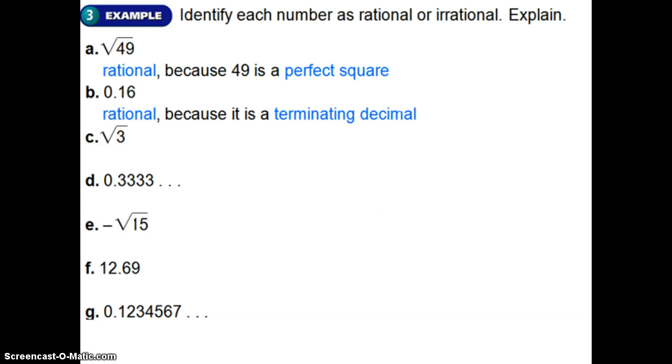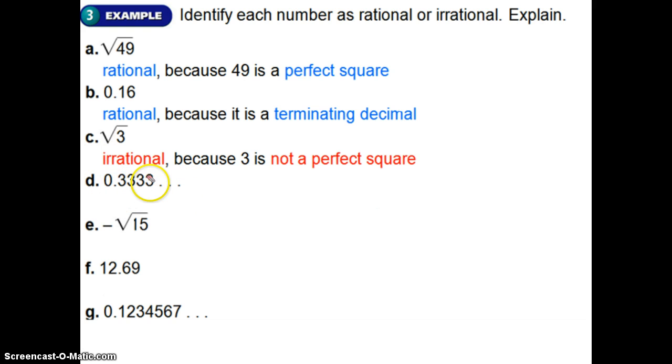Well, how did you get that so fast, Mr. Sand? Well, I know 3 is not a perfect square, so I already know that it's irrational. And because 3 is not a perfect square, I know what the answers are going to say.